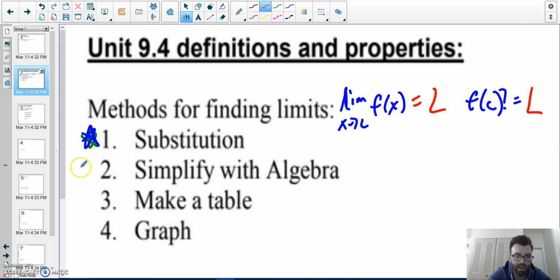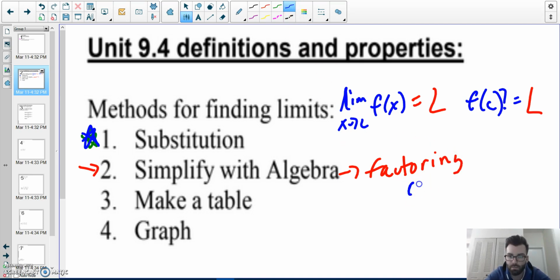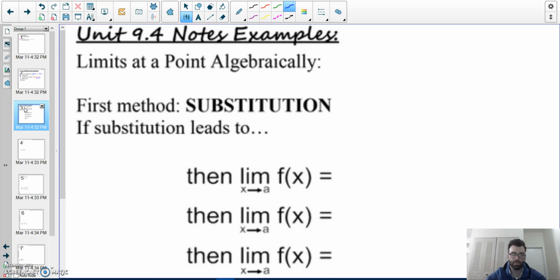We can simplify using algebra. And how we're going to do that is by factoring first, and we're also going to talk about multiplying by the conjugate. This we'll talk about in our next video. This we already did in our last video. All right, so let's talk about substitution for limits at a point. First, in substitution, plug in whatever your a value is, as x approaches a.